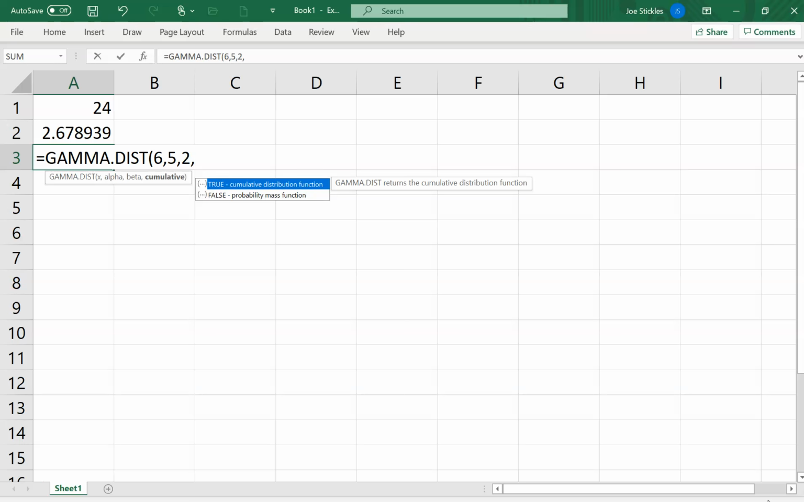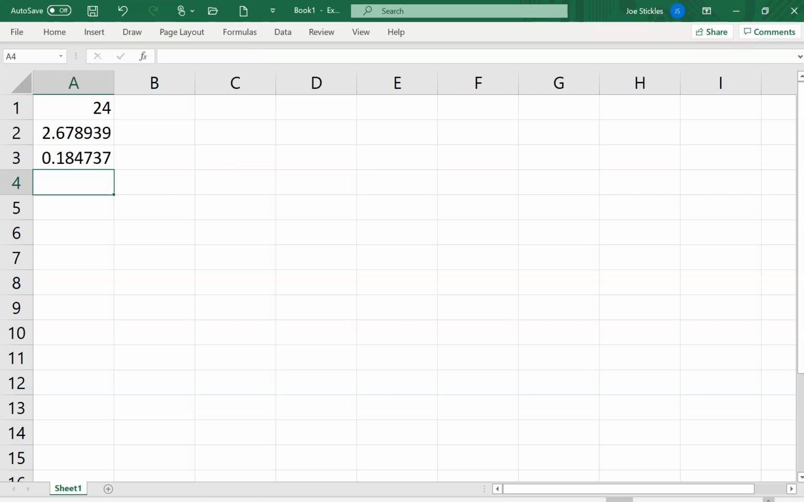Which one do we want if we want to compute the integral? True. We want the cumulative one, right? So I can just start typing in true, and it's fine. I don't have to worry about capitalizing. And you get a value of about 0.184. So that gives you the probability.